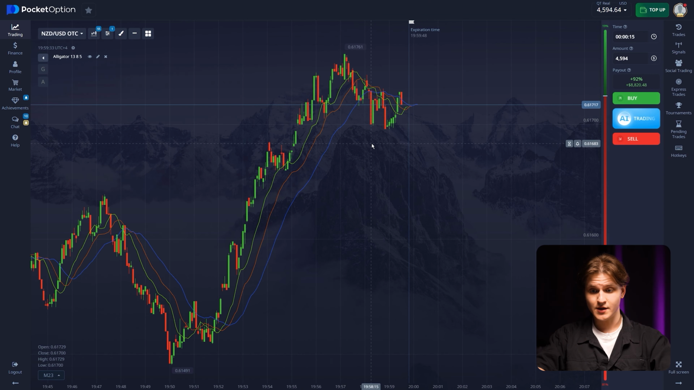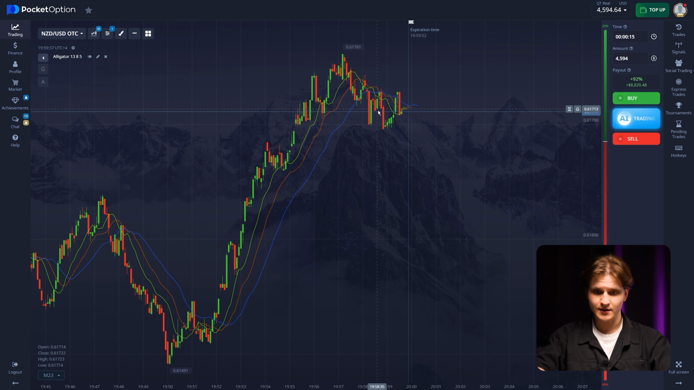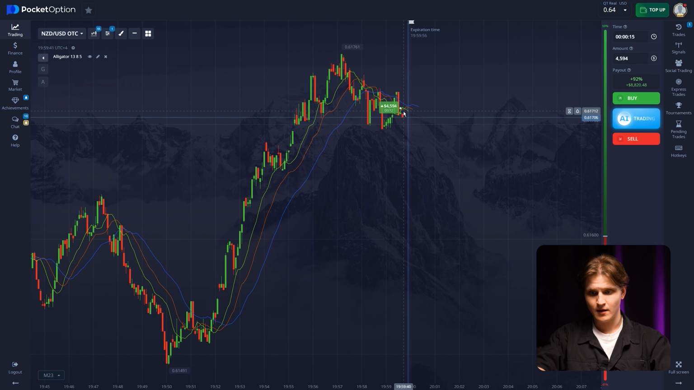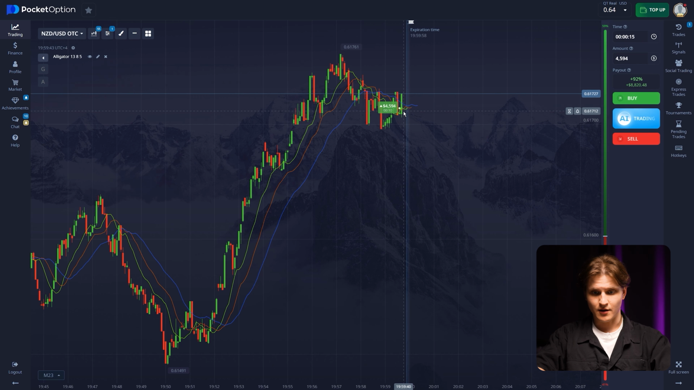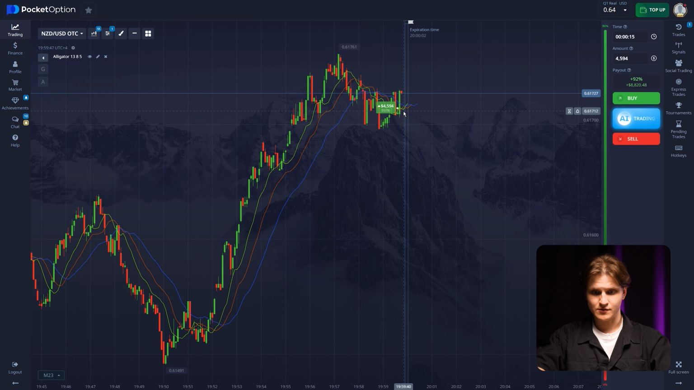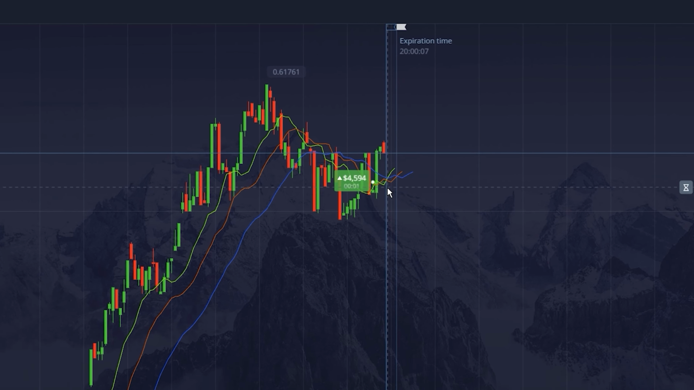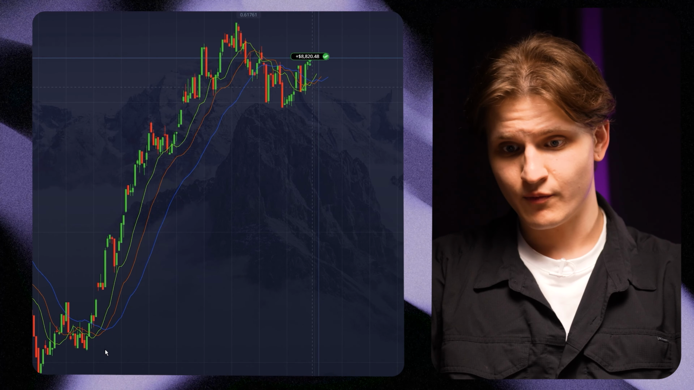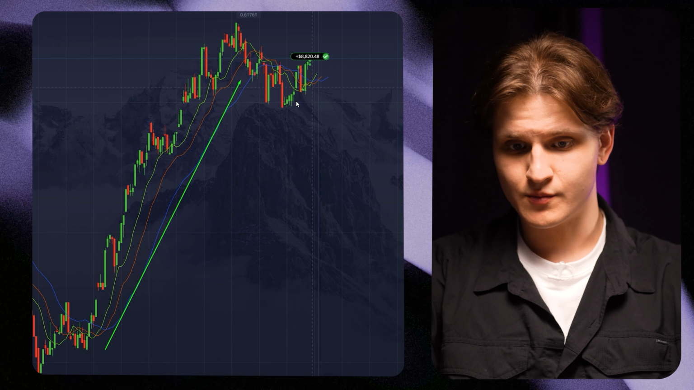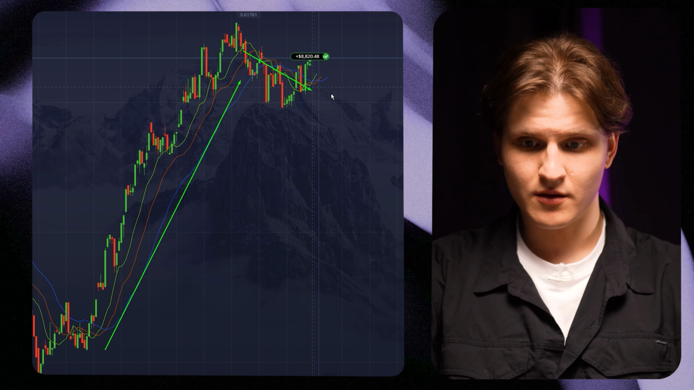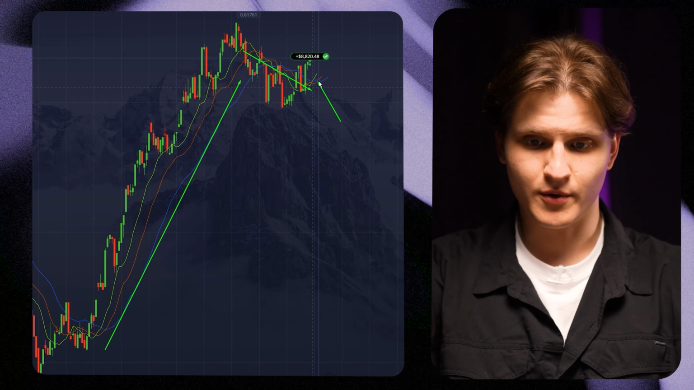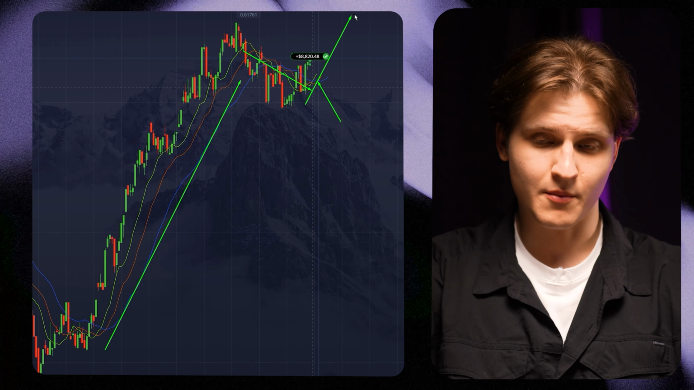Here we see a downward movement, a small correction, after which the alligator indicator again indicates a reversal and continuation of the upward movement. Here I open a trade up and wait for the expiration time. We will now discuss this transaction in more detail. So we see an upward movement here. After that there was a small correction, and again here the alligator was pointing upwards, so I also opened the position upwards and got my result.